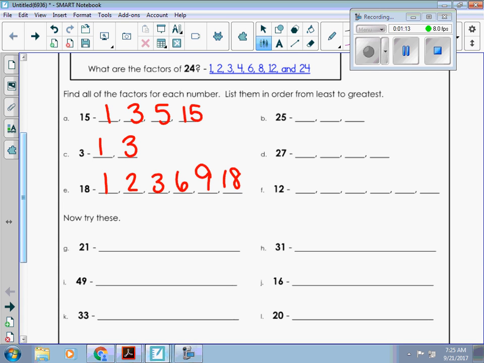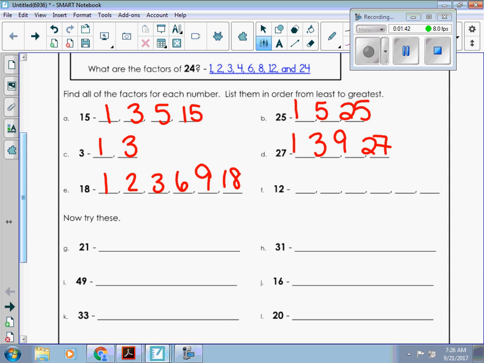For 25, we're going to start with 1 and 25, and then because there's only one line left, that gives me a hint that it's the same number twice. And in this case, it's 5 times 5, but I only write the number once. For 27, I start with 1 and 27. It's odd, so 2 won't work. So let's try 3, and 3 does work, and it partners with 9.